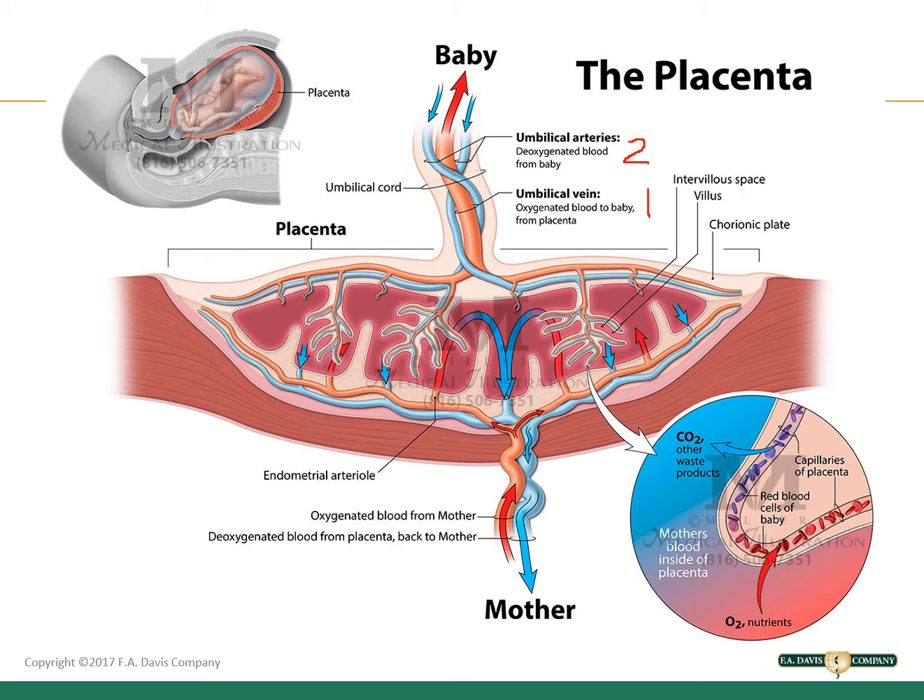So I always remember arteries carry deoxygenated blood away. I just think of that A in the word artery and then away. And if it's going away from the placenta, you know it's deoxygenated blood. If it's going to the baby, it's providing the baby with that oxygen and that nourishment.